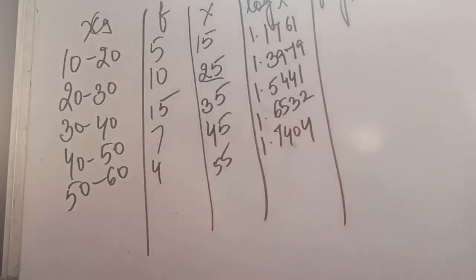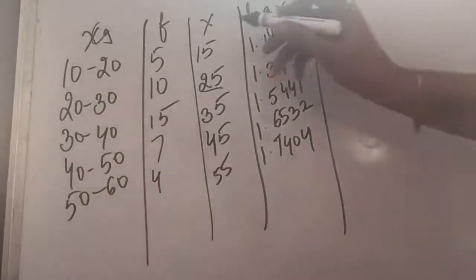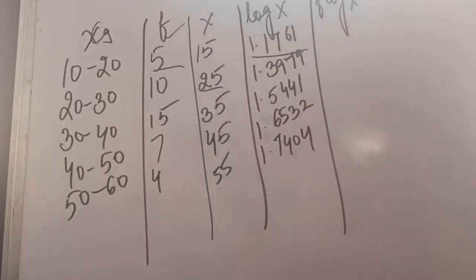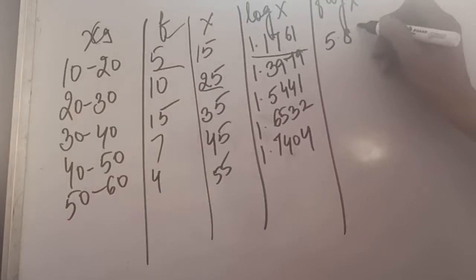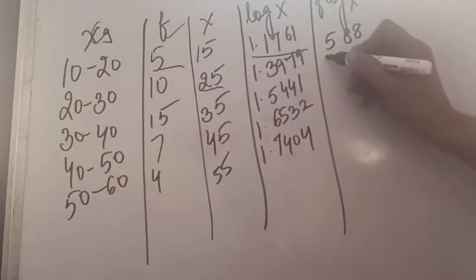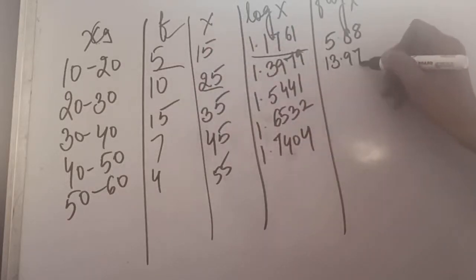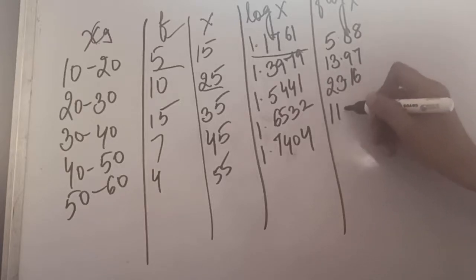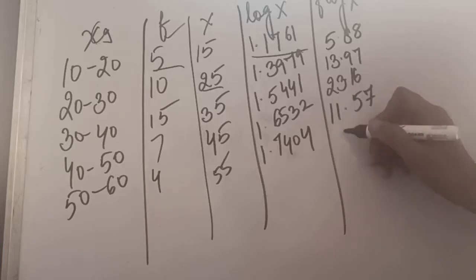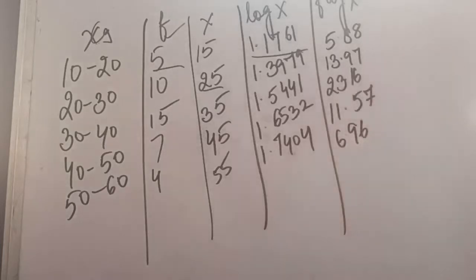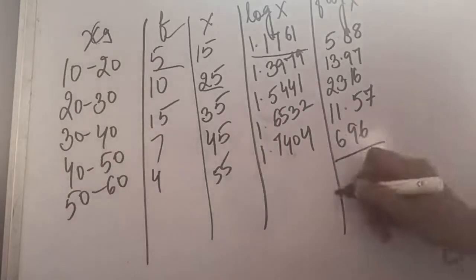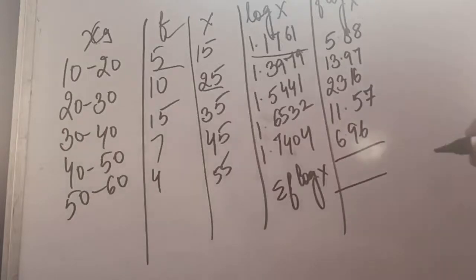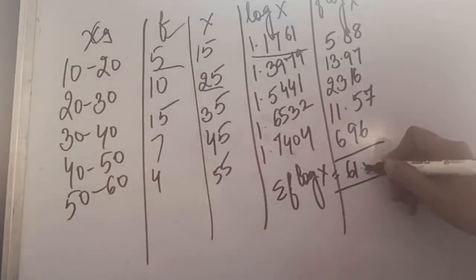Now f log x. How is f log x calculated? Just this log x will be multiplied by f. So 5 multiplied by 1.1761, it will be 5.88. Next will be 13.979, 23.16, 11.57 and 6.96. So when we add this, it will be our sigma f log x. It comes out to be 61.55.